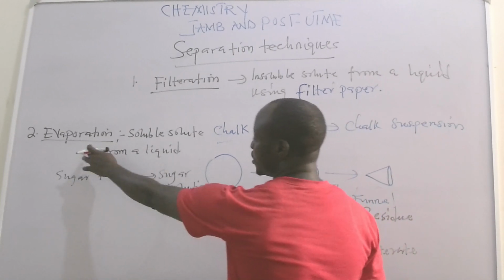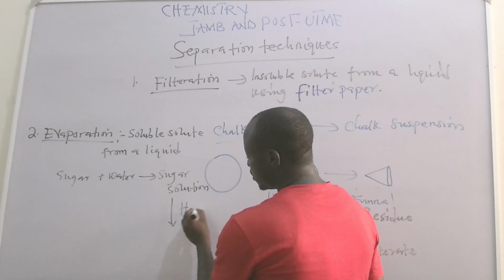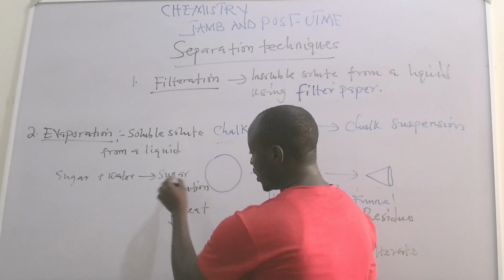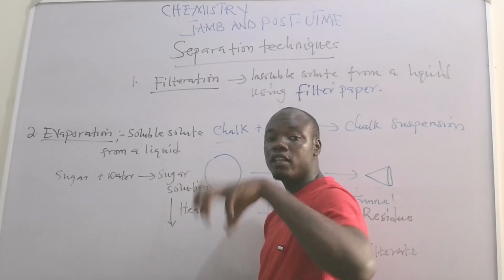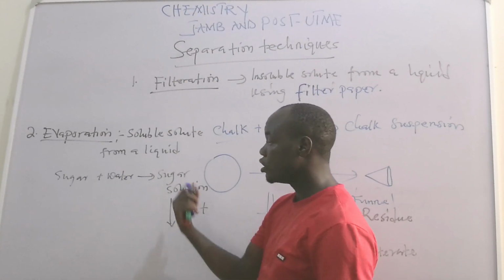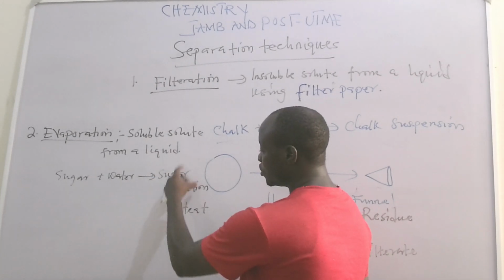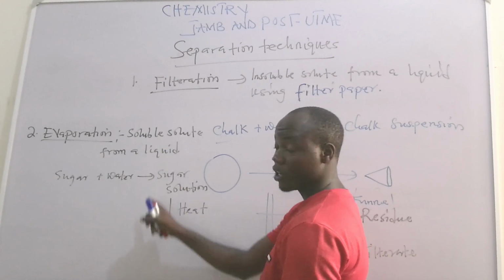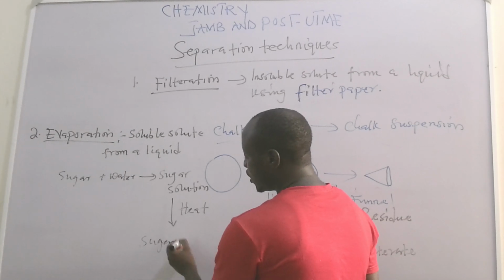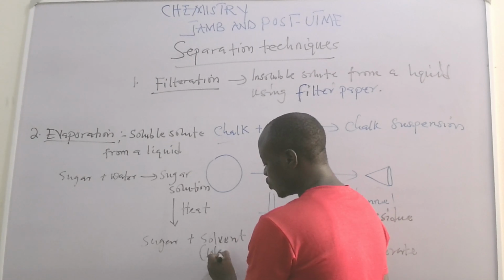So evaporation is a process where heat is used to separate the components of a mixture. Therefore, in this case, the solvent, which is the water, will be evaporated, and then the solute, which is sugar, will be left in the container. So by just using heat, when you have a sugar solution, it can be separated to give you the sugar, plus your solvent, which is water.